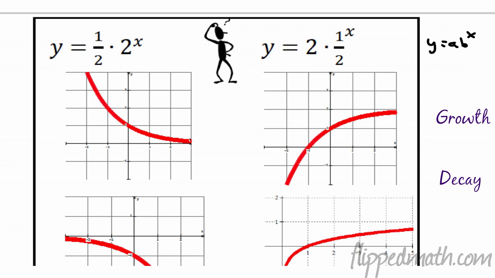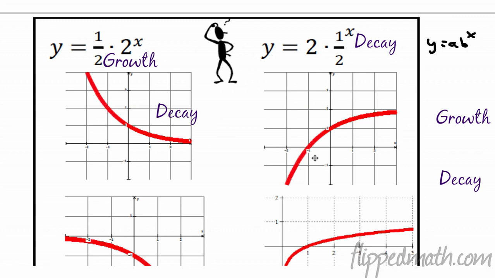So let's look at this. What do we have here? First example, we have 1/2 is a, and then 2 to the x. Well, b, that's that number right there, is greater than 1. So that is definitely a what? That is going to be a growth. Neat. How about the next one? The a here is positive, but we see that b is a half, so that's going to be decay. Let's look at this graph right here. This graph is going closer and closer and closer to 0. That would be a decay.